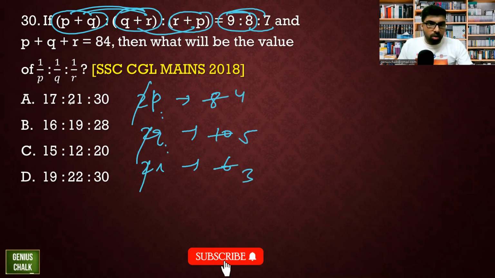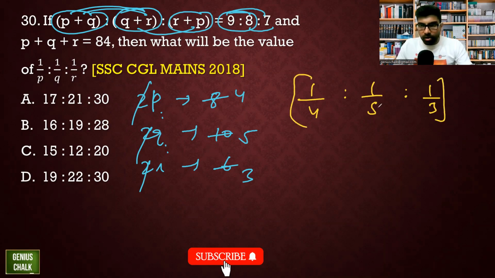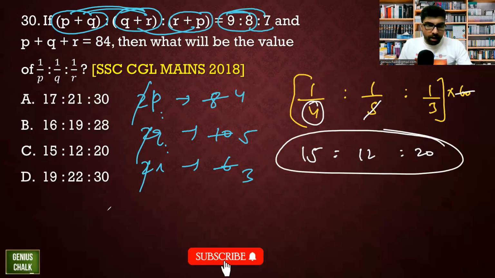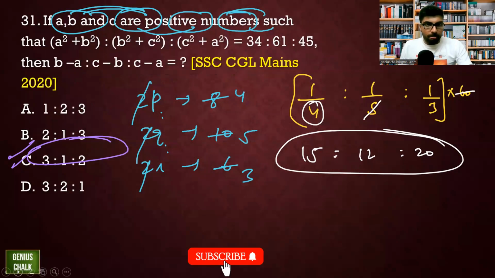I got the ratio. Now what is asked? 1 by P, that is 1 by 4. 1 by Q, that is 1 by 5. And 1 by R, that is 1 by 3. So you know how to solve this. We have done this. 5, 4, 3. LCM is 60, so multiply all by 60. 4 15s are 60, 5 12s are 60, 3 20s are 60. So 5, 12 and 20. That is option C, which has to be my answer to this question. This is a previous year question, so do it very carefully.